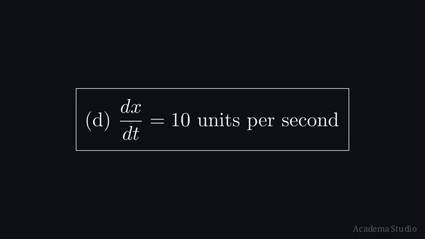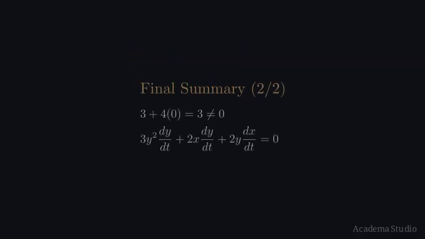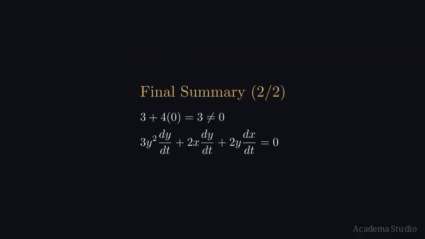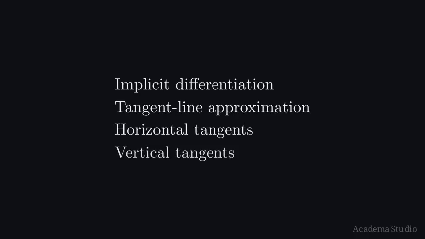To summarize, 3 plus 4, 0, equals 3 not equal to 0. 3y squared times the derivative of y with respect to t plus 2x times the derivative of y with respect to t plus 2y times the derivative of x with respect to t equals 0. Note the key equations. Implicit differentiation. Tangent line approximation. Horizontal tangents. Vertical tangents.